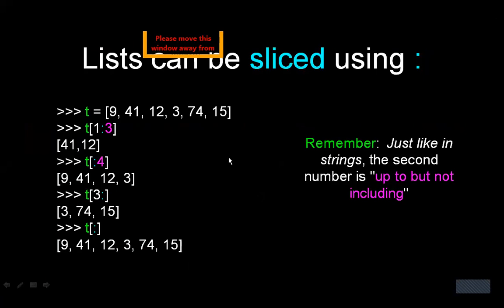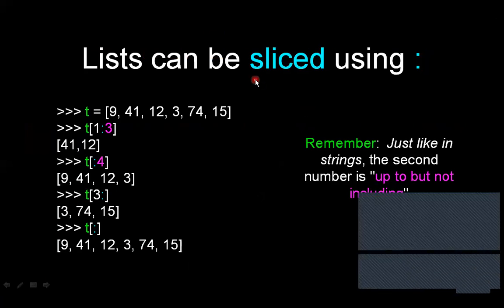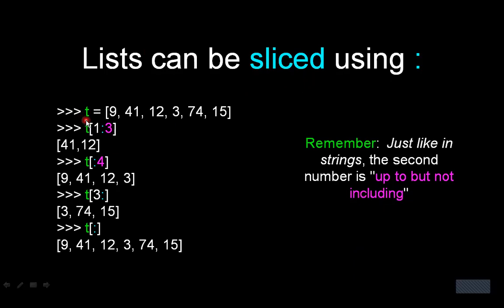Now, first of all, we will look into this concept: what do you mean by slicing? Slicing is one of the important features which allows us to retrieve parts of the elements of a list. For example, let us consider T as the list name. In this list there are 9, 41, 12, 3, 74, and 15.